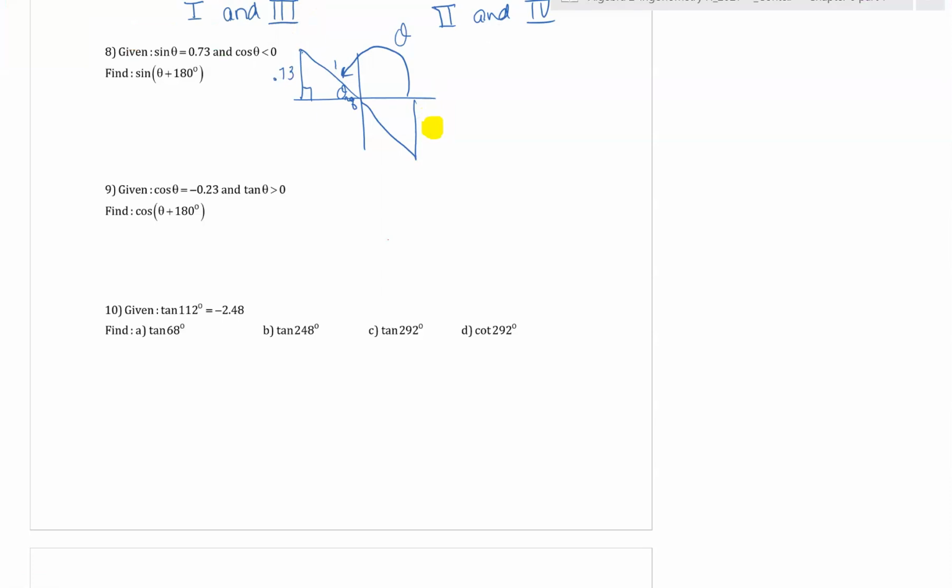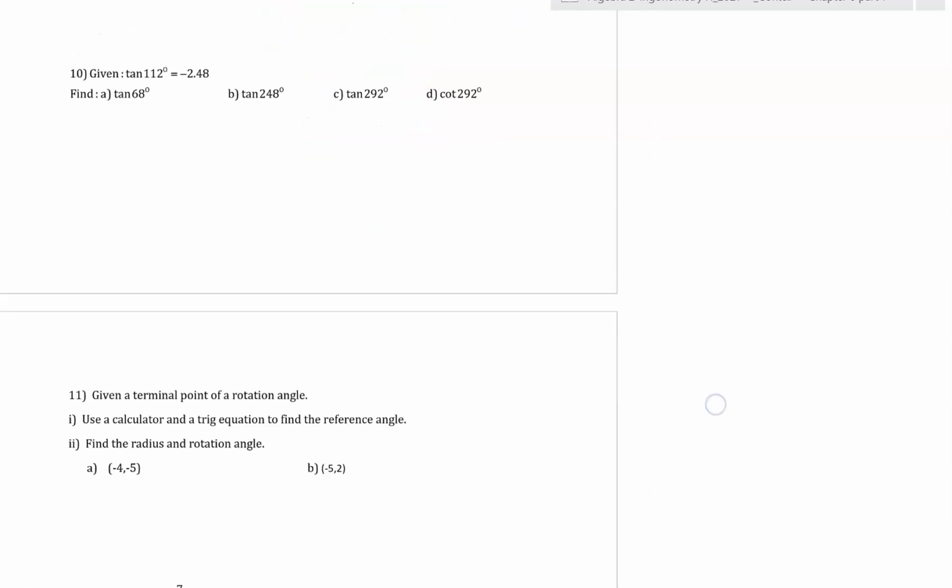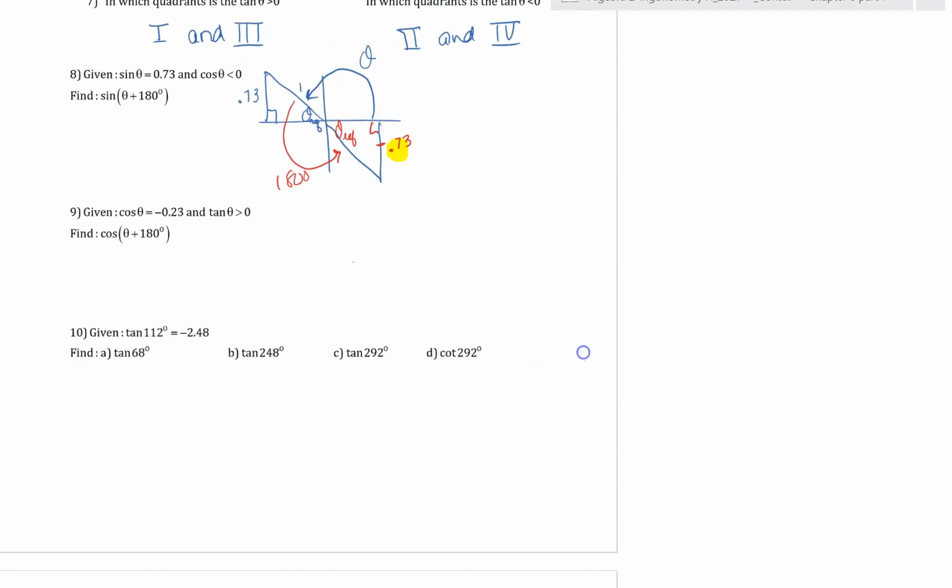Pause the video. Okay, so did you realize that you'd have to have the same reference angle, right? Because you're adding 180. So notice if I add 180, that I have theta plus 180, and there you go. So I need to know what the sine, opposite over hypotenuse, would be. And notice it would have to be negative 0.73 because, again, now you're in quadrant 4. And the y-coordinate is negative, and we went down.